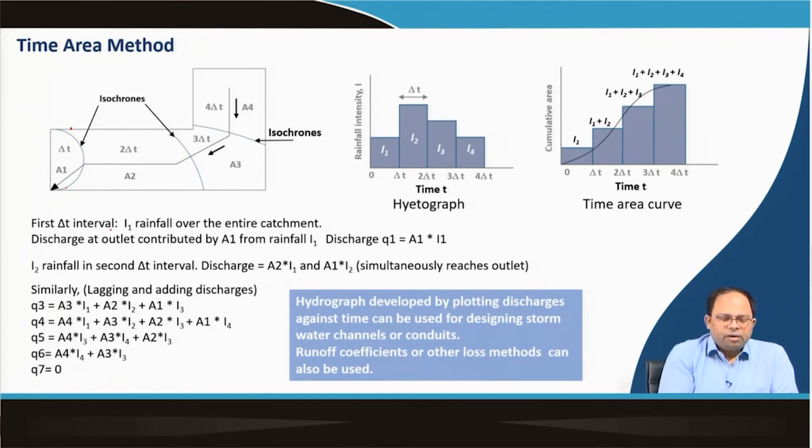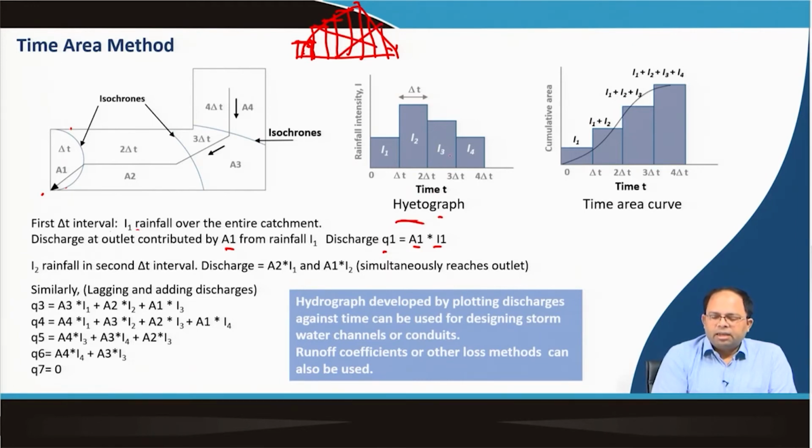So, in the first delta t interval, the first time interval, I1 rainfall happens over the entire catchment. From the hyetograph we know the rainfall; the first time interval is this one, so rainfall is less. We multiply that, and this is the rainfall that came in: A1 into I1. I am not showing the coefficient, of course. So, total discharge Q1 reaches this particular point. This is the hyetograph, so this I1 is taken, then I2 is for the next delta t, and similarly we have the cumulative area, I1 into this area A1.